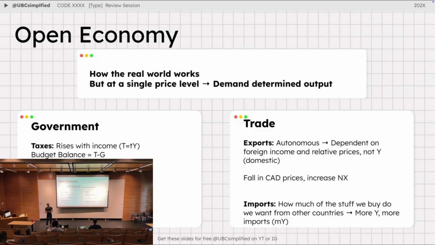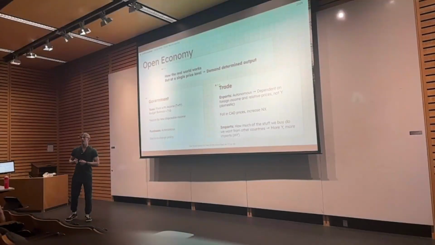So if Canada's prices fall, that's a kind of depreciation of the Canadian dollar, then we'll increase our net exports, because other countries are like, wow, it's so cheap to purchase things from Canada because their currency is super weak, so we buy it from Canada.